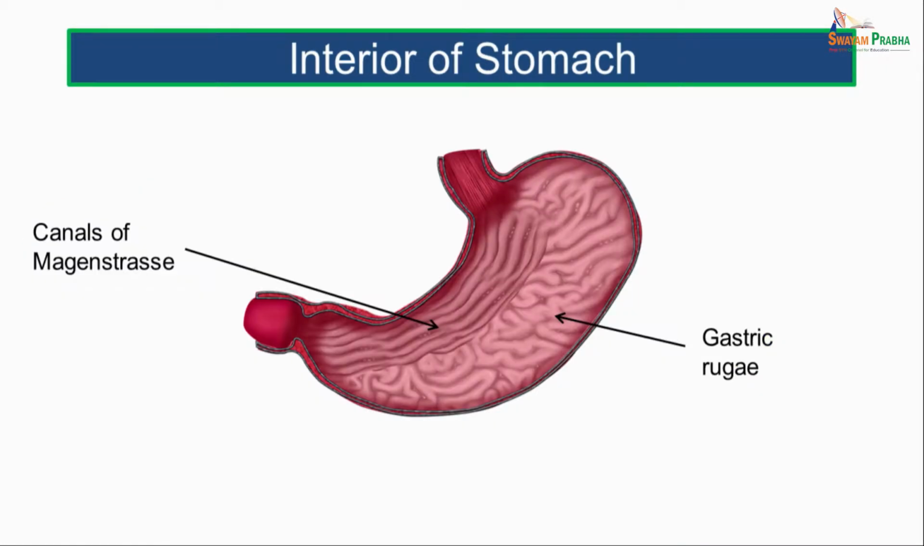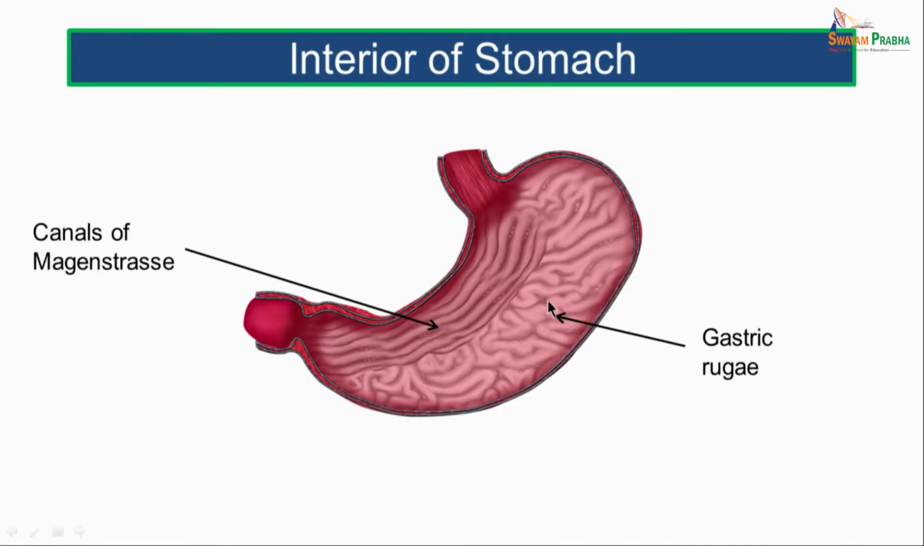Let us now see how the interior of the stomach looks. When we open up the stomach to see the interior, it shows a number of irregular mucosal folds. These irregular mucosal folds are called gastric rugae, and when we see these with a magnifying lens, we can see the minute openings of the gastric pits which are seen on the surface of these gastric rugae.